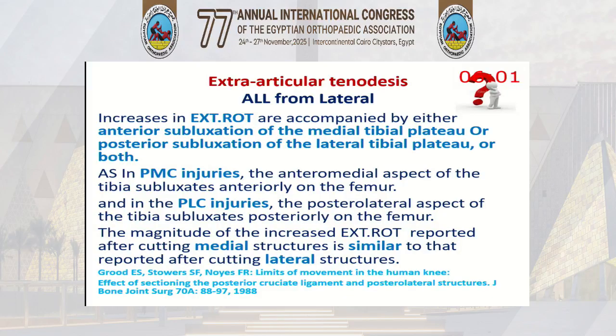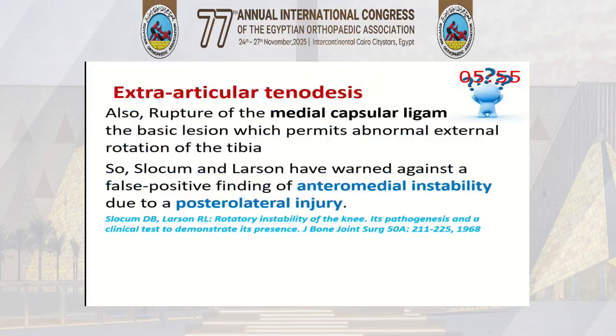The magnitude of external rotation reported after injury to the medial capsular structures is similar to that reported after lateral capsular structures. Also, rupture of the medial capsular ligament is the basic lesion for external rotation, not rupture of the lateral as we believe. So, Slocum and Larson warned against false positive posterolateral corner examination or false positive dial test, and we assume that all positive dial tests are due to the posterolateral corner, so we need to do something lateral.